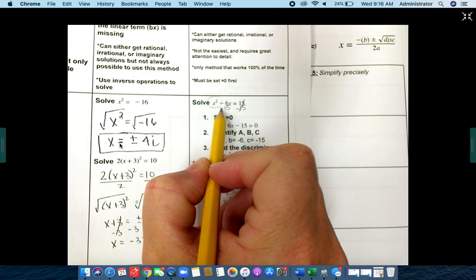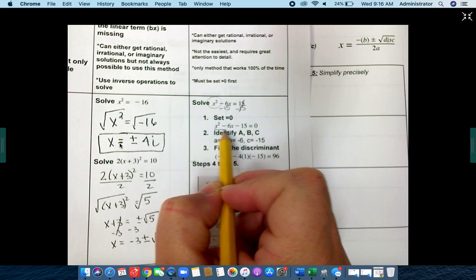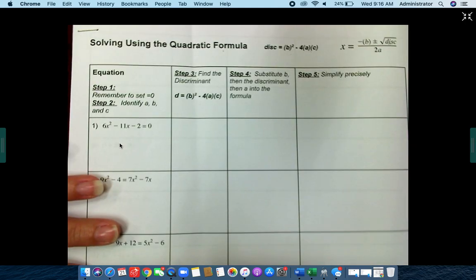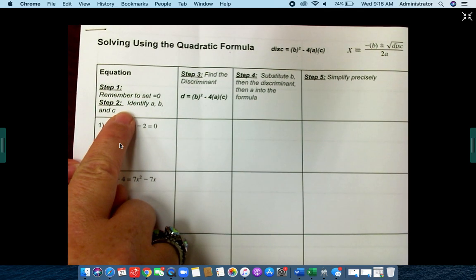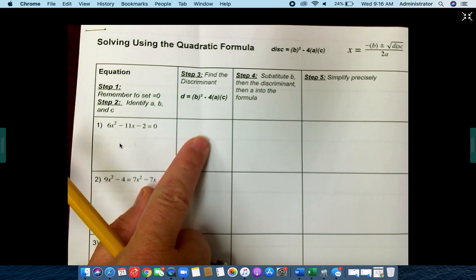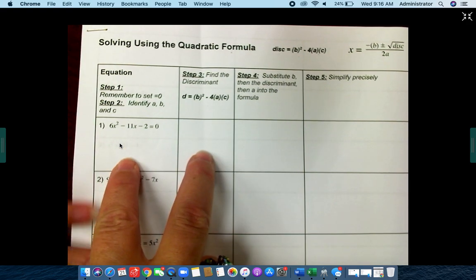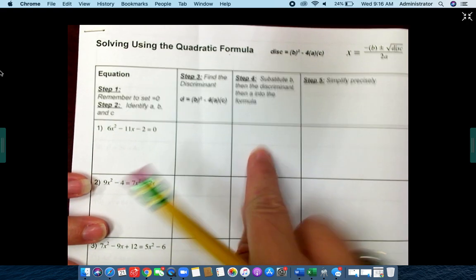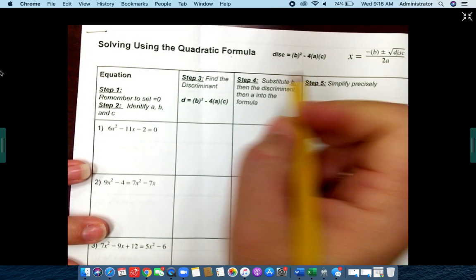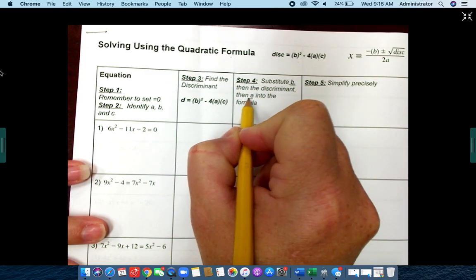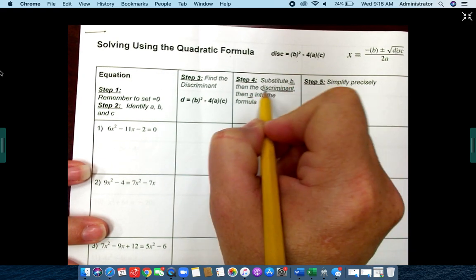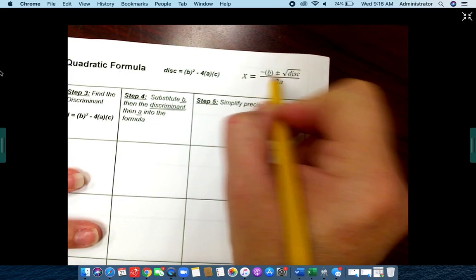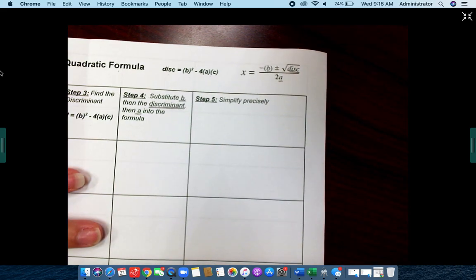And because I can't combine the negative 15 with anything when I rewrote it, it was this, x squared minus 6x minus 15 equals 0. So just to recap there. We first set it equal to 0, then we identify our a, b, and c, then we find the discriminant. So this is going to look familiar to yesterday. Then, once we have our discriminant, we're going to substitute the b value, then the discriminant, then a into the formula. So we're going to plug these three things in: b, the discriminant, and a.